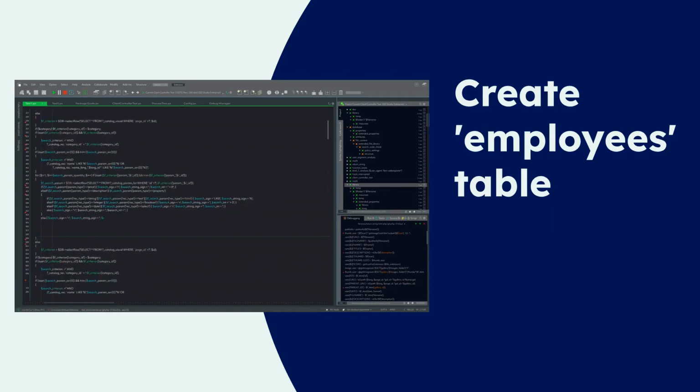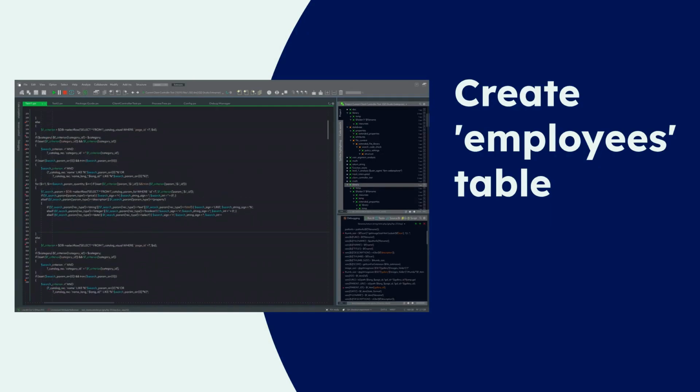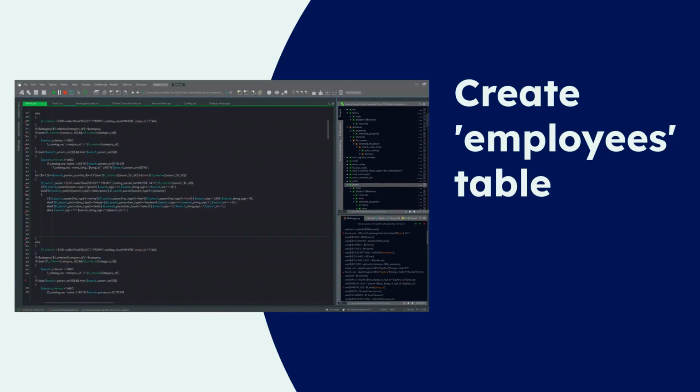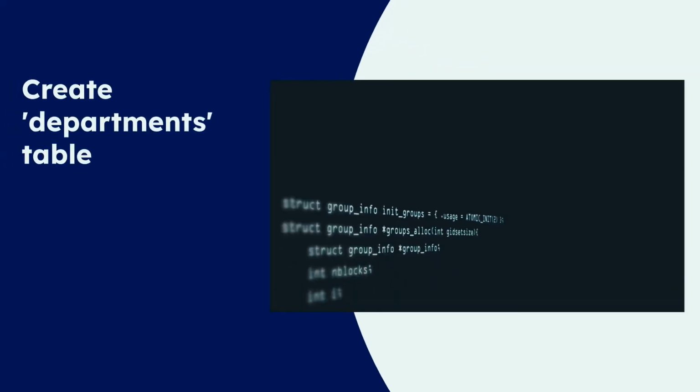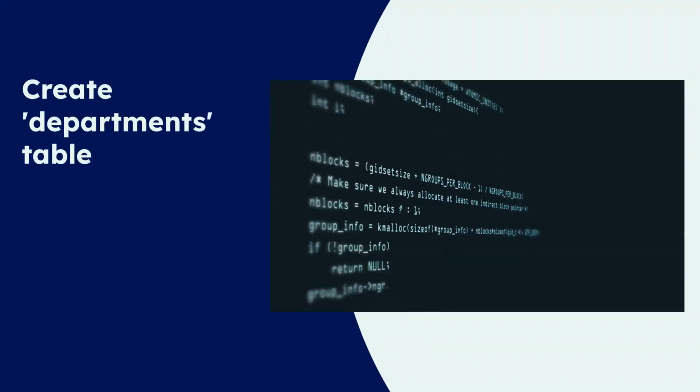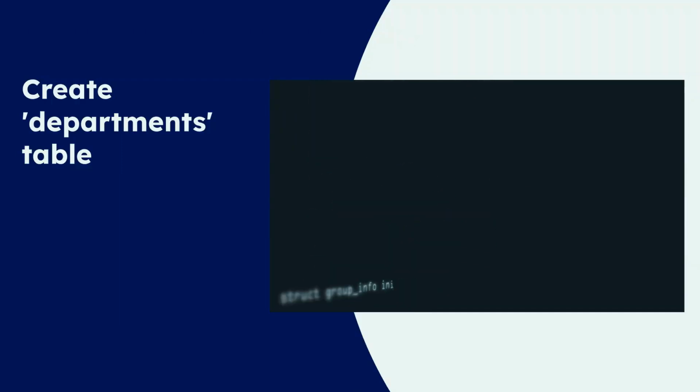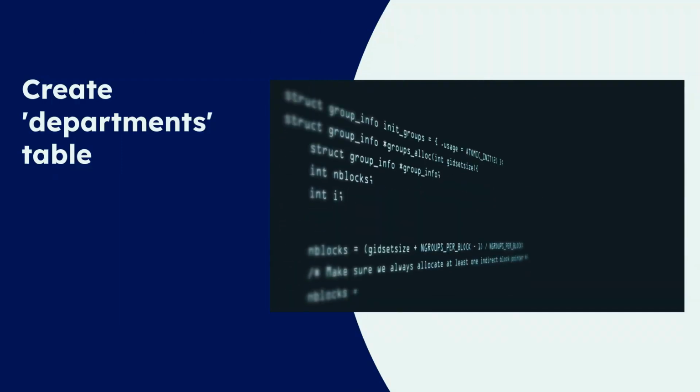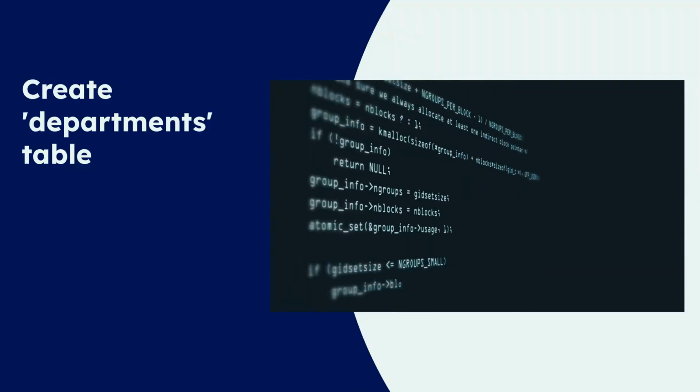We then insert several employee records, noting one employee without a department ID for later demonstration. Next, we create the departments table with department ID and department name columns. We then insert several department records, representing different divisions within the organization.